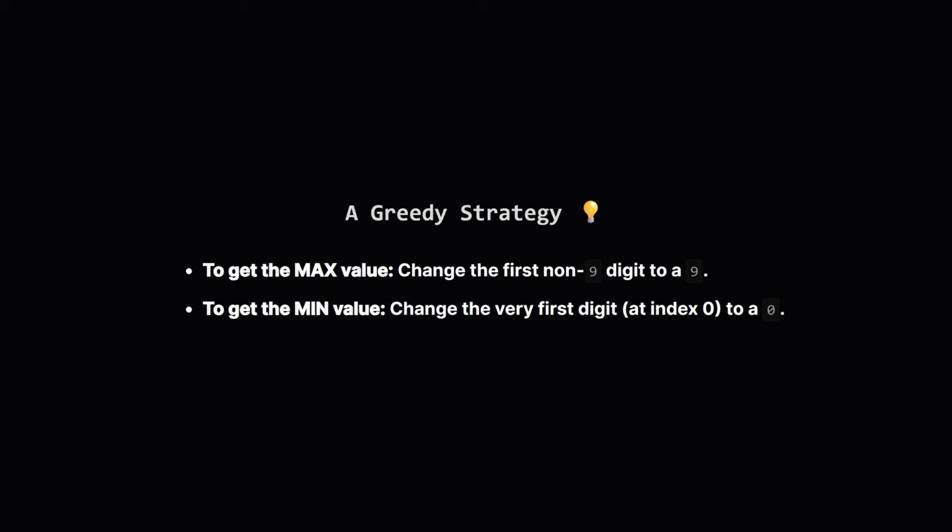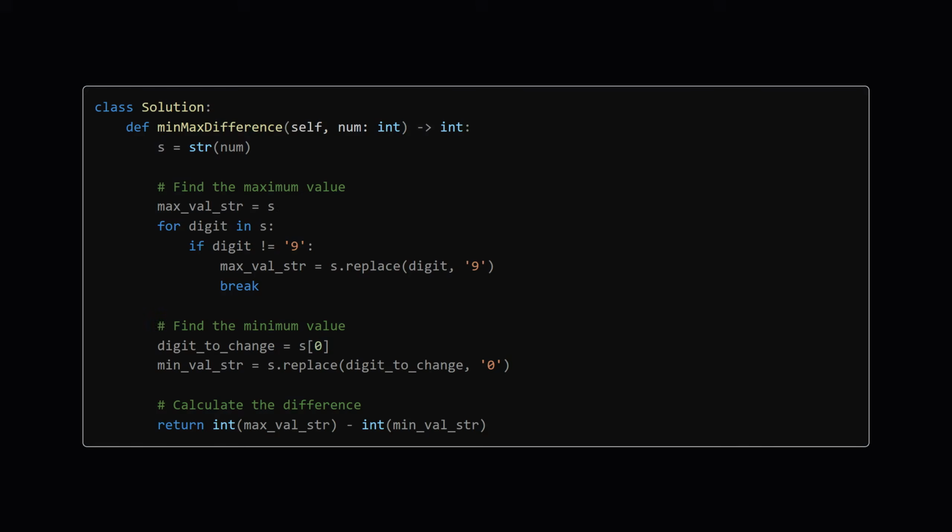For the minimum value, the logic is similar but simpler. To make the number as small as possible, we want to make the most significant digit a 0. So we just take whatever the very first digit of the number is and change all of its occurrences to 0. This greedy logic is much simpler and gets us straight to the answer. Alright, here is the complete Python code that implements our greedy strategy. I know it might look like a solid block of code, but don't worry, we're going to walk through each part, step by step, to see exactly how it works.